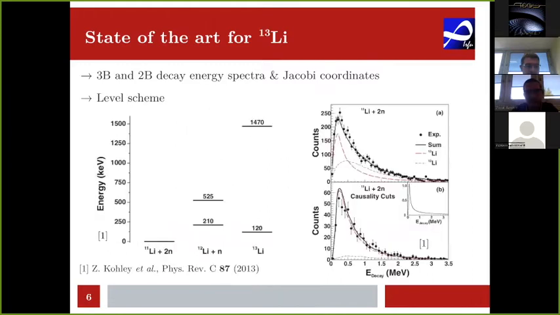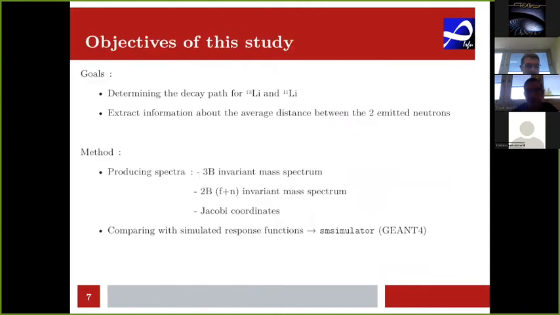For lithium-13, a similar study was done in 2013. But we can see on the level scheme that there is no information about the nature of the decay of lithium-13, so whether it is, for example, direct, so directly goes to lithium-11, or sequential. And this is what I will try to present today.